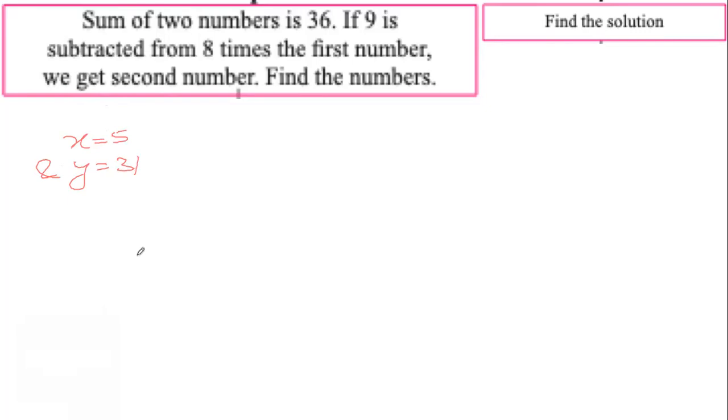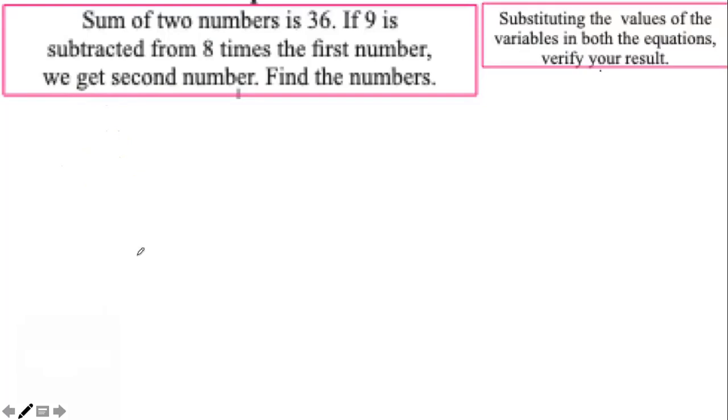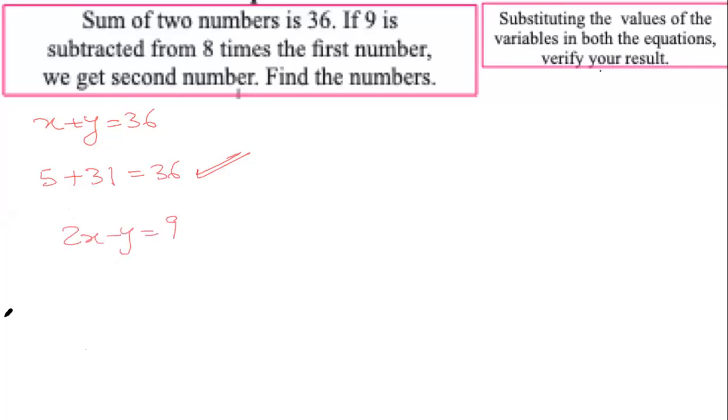If you remember, the next step is to verify. Let us verify. The equations are x plus y equals to 36. Now we got x equals to 5, y equals to 31, and when we add them, we get 36. First equation is correct. The second equation is 2x minus y equals to 9.